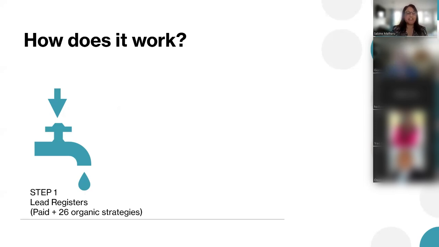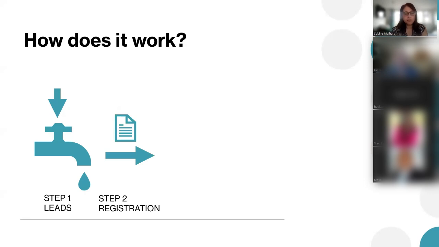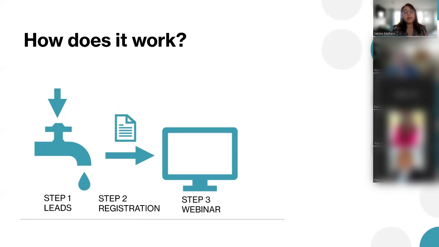Obviously, I would never tell people to do all 26. Choose 2 or 3 that align with you. Step 2 is the registration. The page, I already talked about pitfalls as to how that needs to be structured, so we're not losing people. Then we've got the webinar. Again, the way we present in the webinar, how we trigger people, motivate them, give them aha moments.